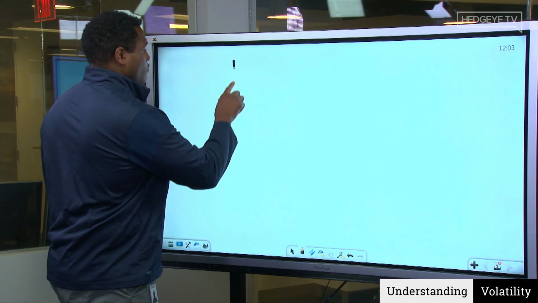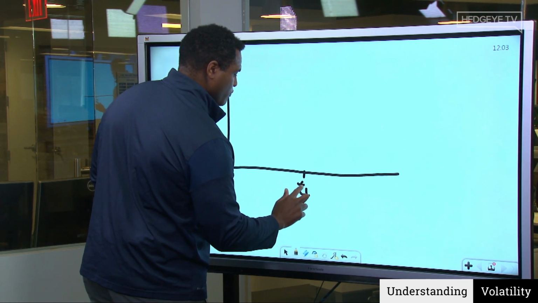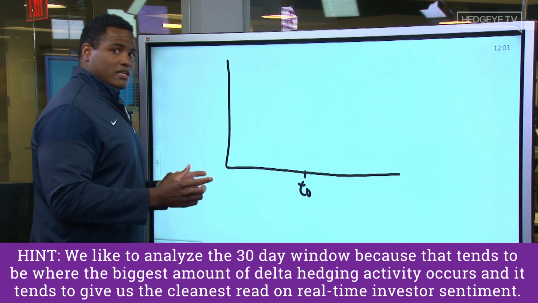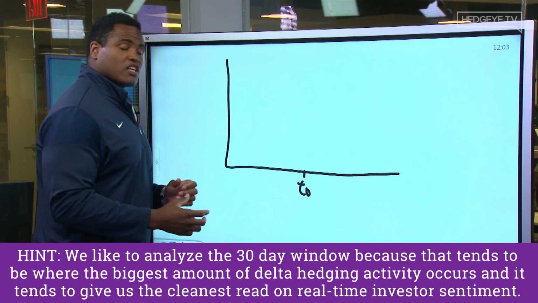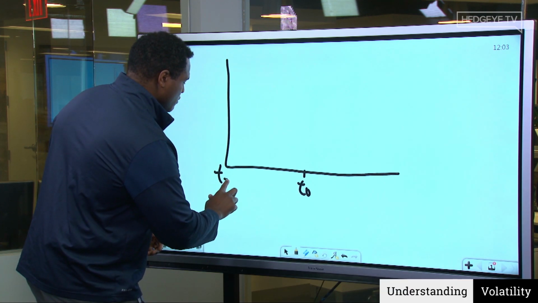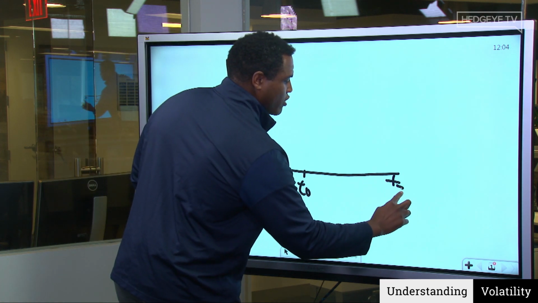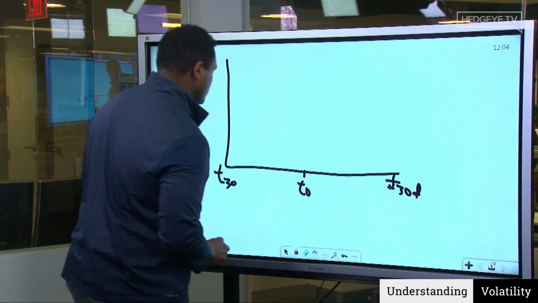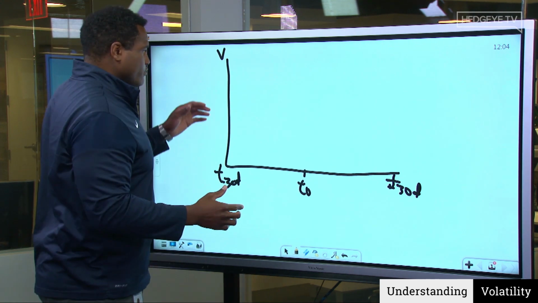So again, what we're showing here is, on the x-axis we have t equals time. This is t0. What we like to look at is the 30-day window, because that tends to be where the biggest amount of delta hedging activity occurs, and it tends to give us the cleanest read on real-time investor sentiment. So here, t minus 30 days, that's realized volatility. T plus 30 days, that's where the market is pricing volatility. And then V, the y-axis, is obviously the level of volatility.